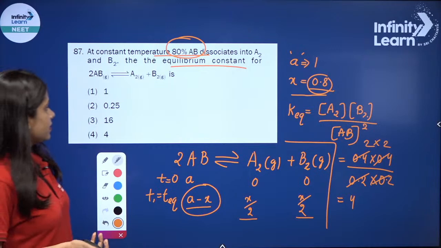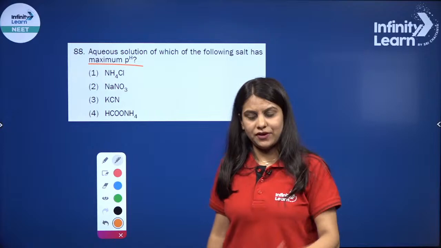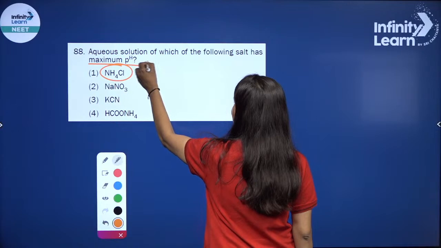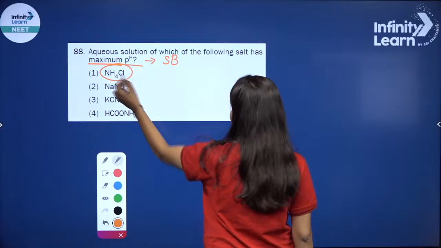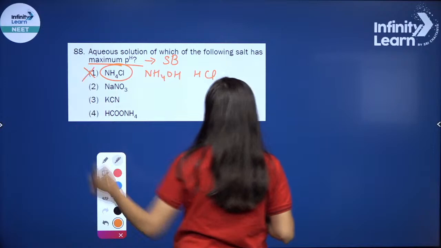Next, aqueous solution of which of the following salt has a maximum pH? Maximum pH means we must have a basic medium, right? So let us talk about NH4Cl. Basic pH will take place when I have a strong base. So we find out what it is made from. NH4Cl is made from NH4OH plus HCl, right? This is weak, so this will not be our answer. Its pH will be low, less than 7.